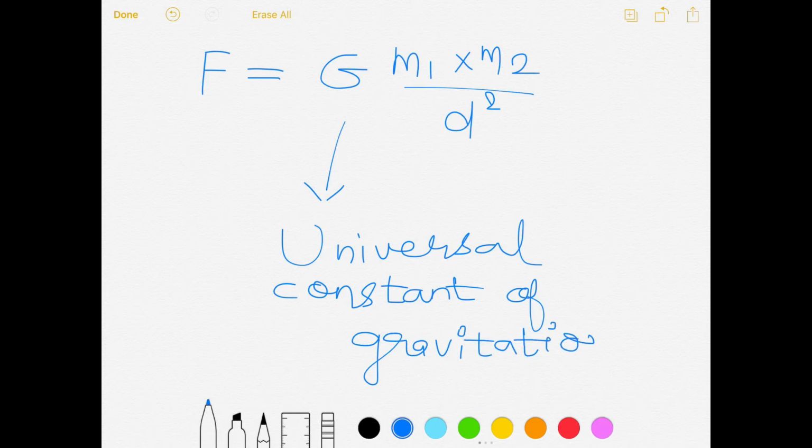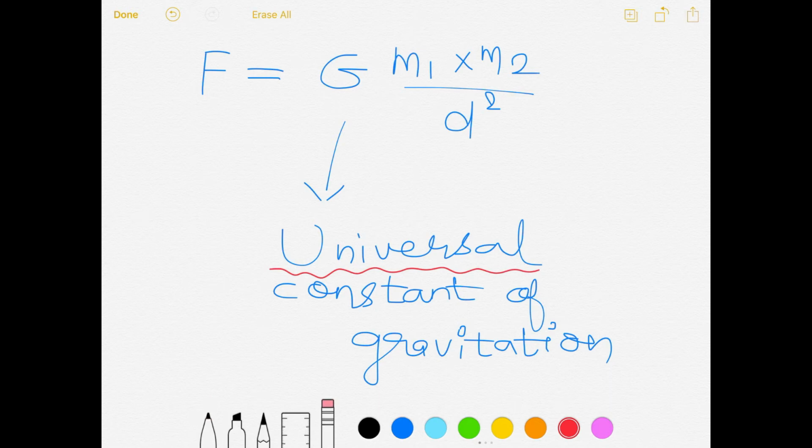It is known as the universal constant of gravitation, and as the name suggests, it is constant in the universe. That means wherever you go, the value of capital G will not change. The constant that we have taken, the universal constant of gravitation, means the value of capital G will not change anywhere in the universe. Fine.